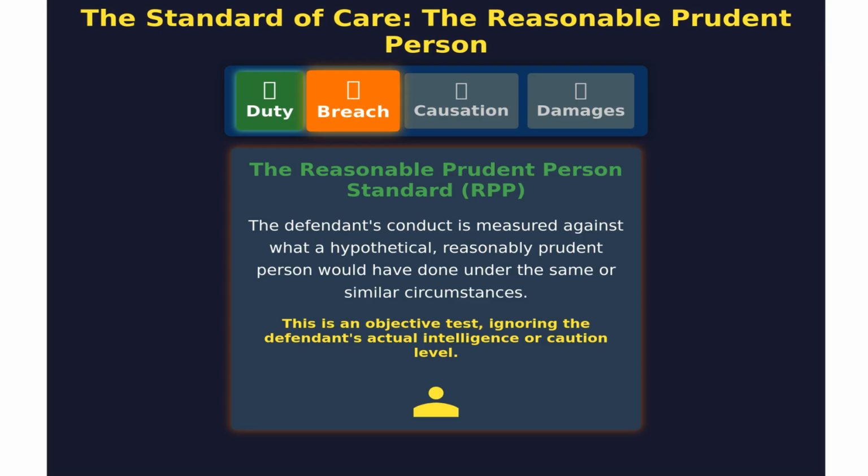We do not ask what the actual defendant thought was careful, or how cautious they subjectively are. Instead, the defendant's conduct is measured against what this idealized, hypothetical person would have done under the exact same or similar circumstances. If the reasonable prudent person would have acted differently, the defendant has breached their duty. This objective measure ensures uniformity and predictability in applying the law, regardless of the defendant's personal shortcomings in judgment or caution.